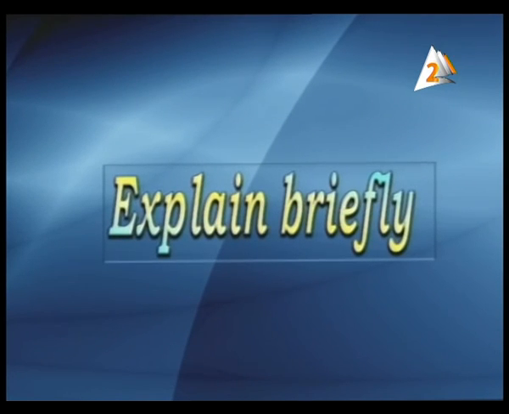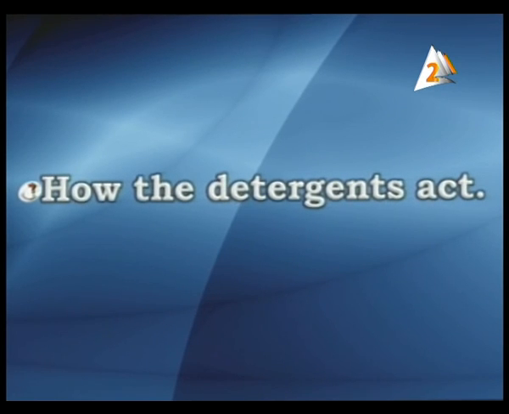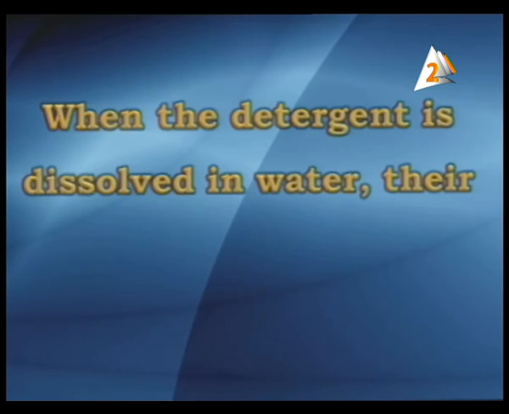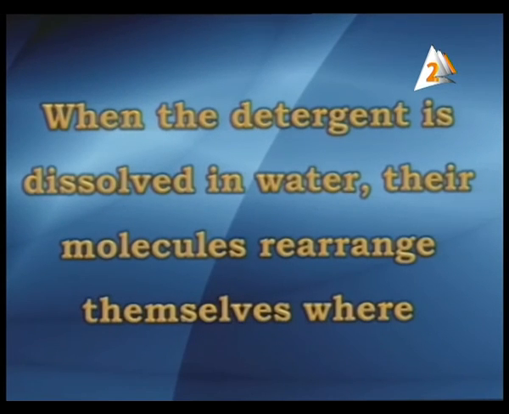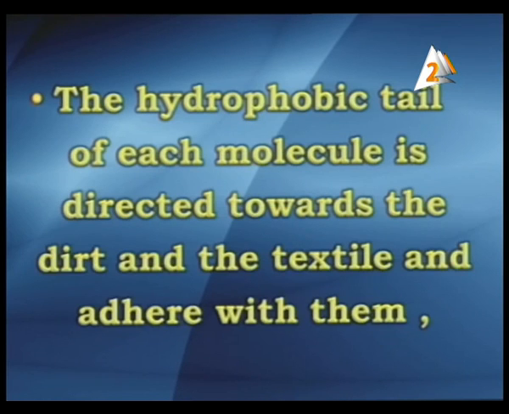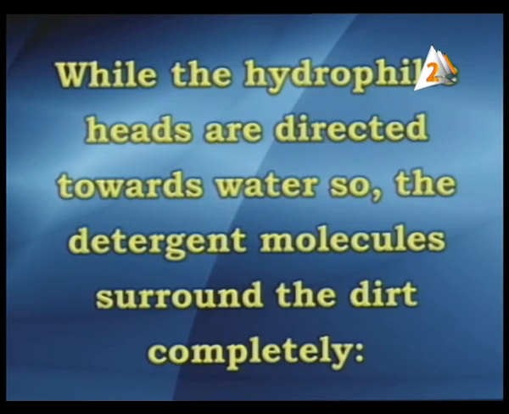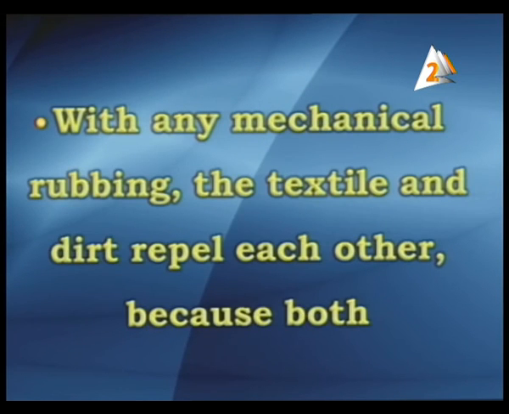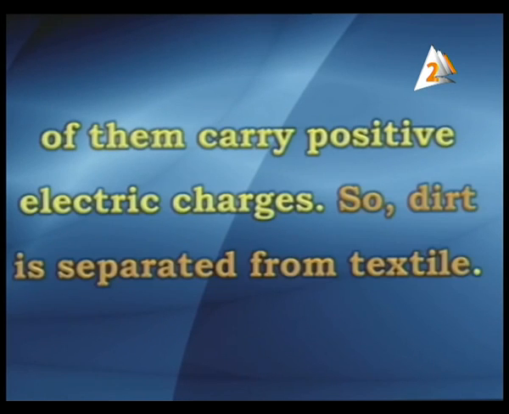The next type of question, explain briefly. How does detergent act? The answer: when the detergent is dissolved in water, its molecules rearrange themselves, where the hydrophobic tail of each molecule is directed toward the dirt and the textile and adheres to them, while the hydrophilic head is directed toward the water, so the detergent molecules surround the dirt completely. So, with any mechanical rubbing, the textile and the dirt repel each other because both of them carry the same charge, so dirt is separated from the textile.